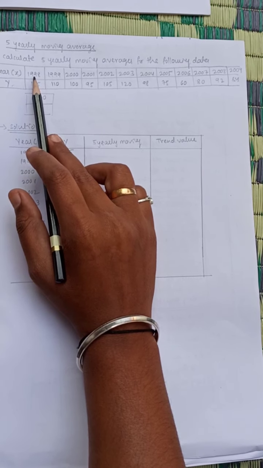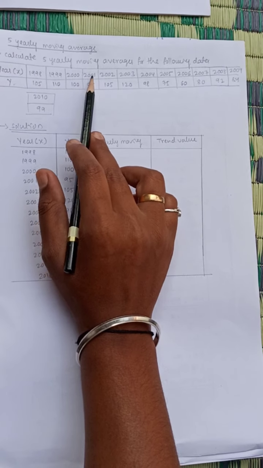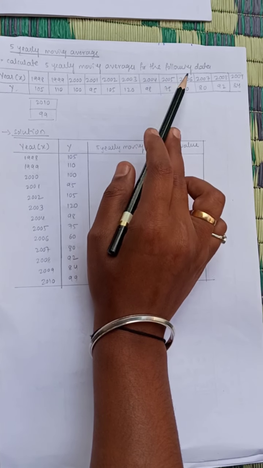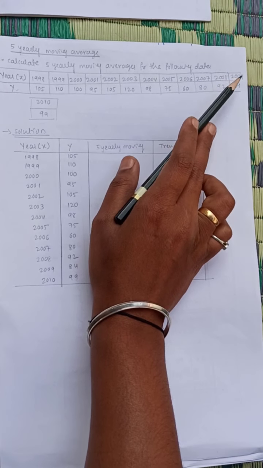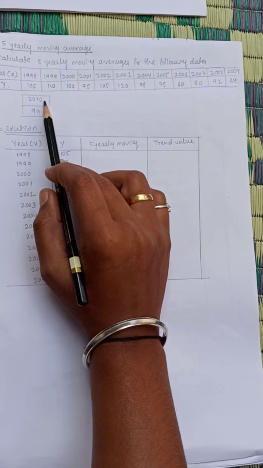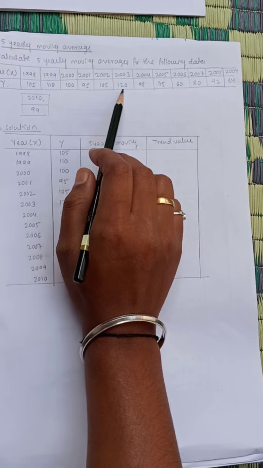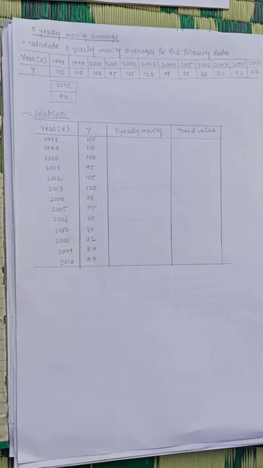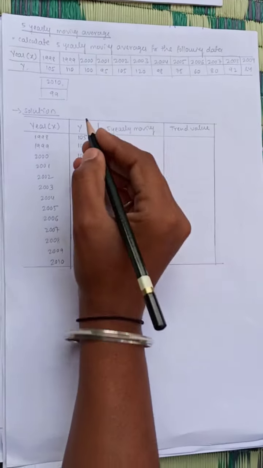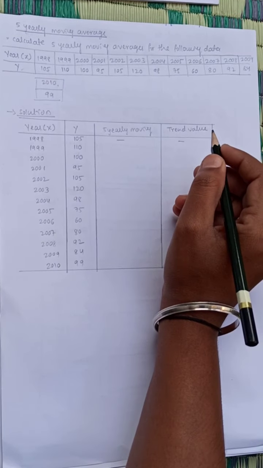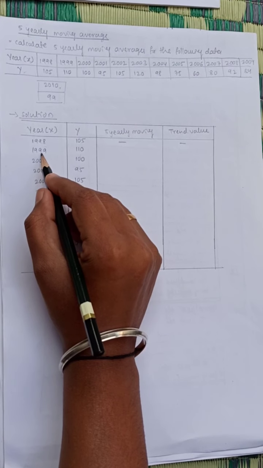The years are 1998, 1999, 2000, 2001, 2002, 2003, 2004, 2005, 2006, 2007, 2008, 2009 and 2010. So up to 2010 the years are mentioned, and the y values are given below. So how do we calculate the moving averages here? See, I told you the first year will not have anything. Next, for 1999 we want the value.